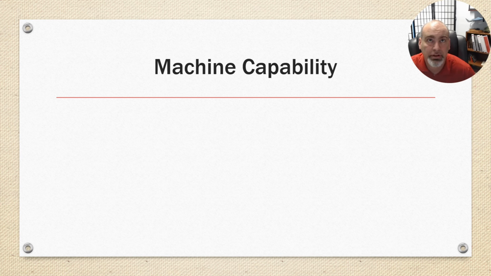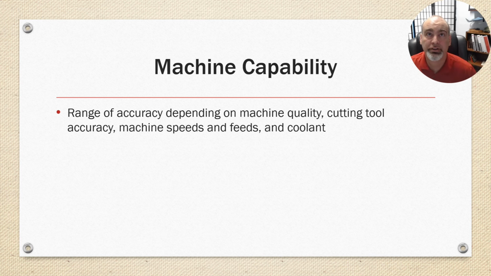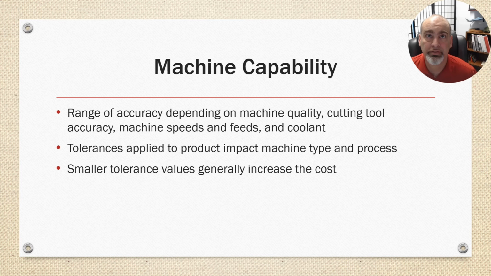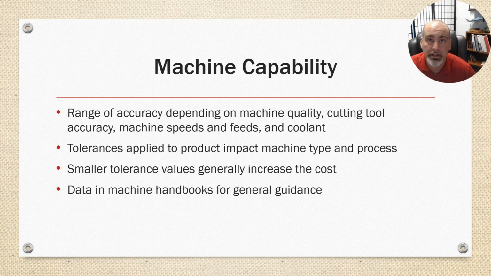Machining capability. You want to take machining capability into consideration with your tolerances. The range of accuracy is dependent on the machine quality, cutting tool accuracy, machine speeds and feeds, and coolant. Tolerance is applied to product impact, machine type, and process. The smaller tolerance values generally increase the cost of machined parts. Might reduce assembly costs though. The data in the Machinery's Handbook can be used for general guidance. They have tables on how to estimate time based off different processes.